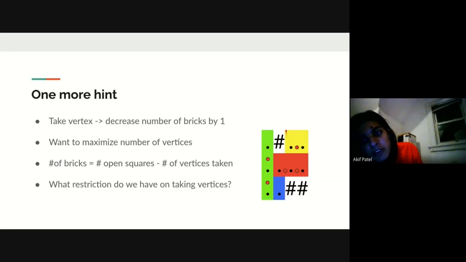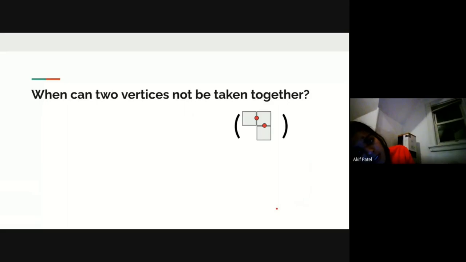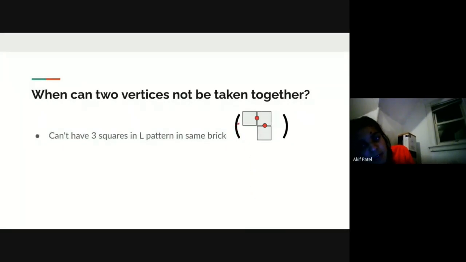But the question is, what restriction do we have on taking vertices? Why can't we just take all the vertices? Why do we have to split it up into bricks? The trick here is that you want to think of L shapes. We can't have 3 squares in the L pattern in the same brick. This can't happen, because then we're not in a 1 by k brick anymore. We're in some sort of weird domino brick, some sort of Tetris brick.